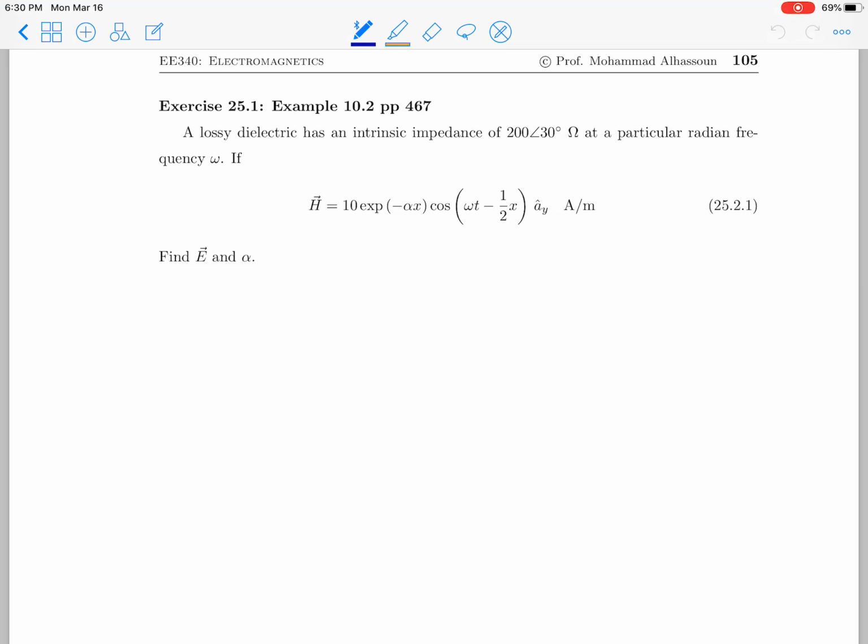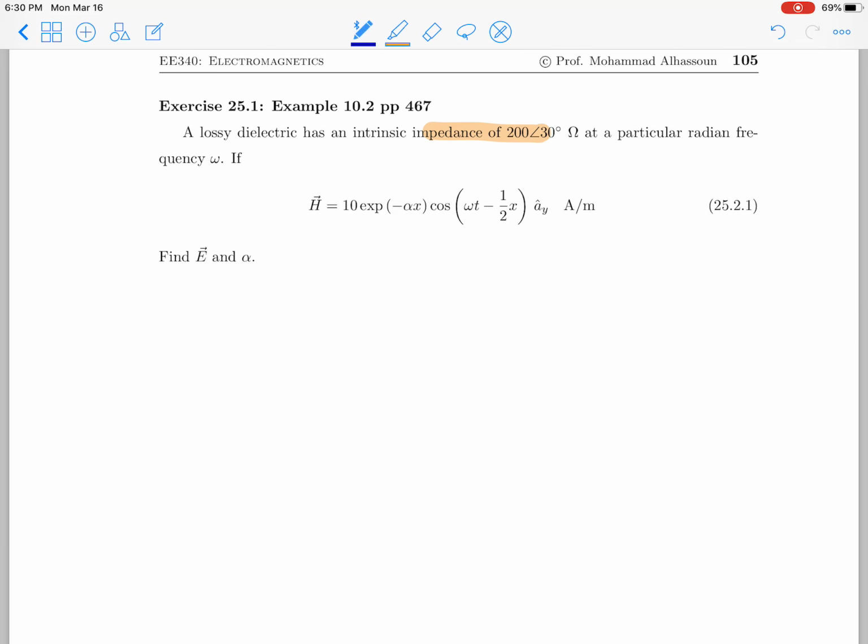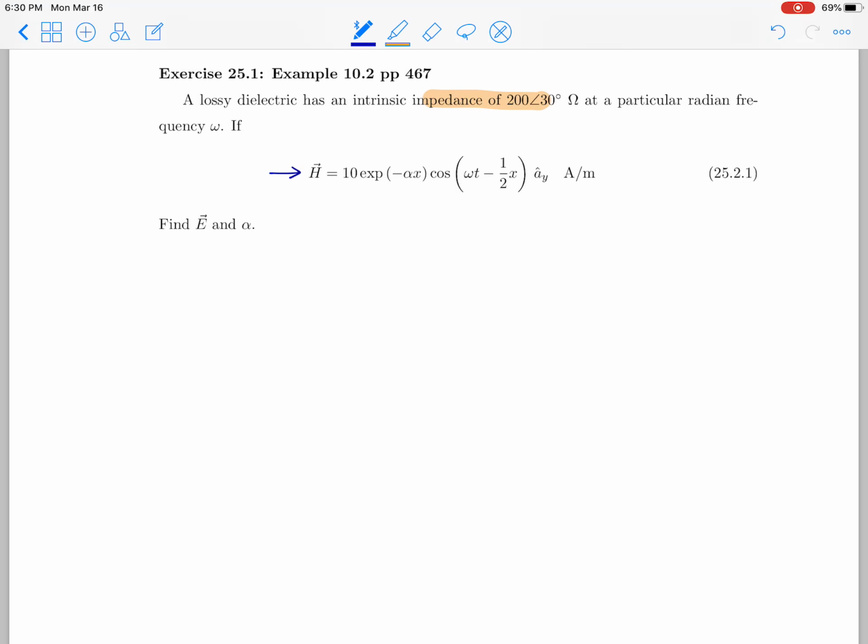This problem says a lossy dielectric has an intrinsic impedance of 200 ohms, and this intrinsic impedance is actually complex, so it has a magnitude and phase at a particular frequency. We are given the magnetic field H here, and we want to find the electric field and the attenuation constant alpha. So let's start with the attenuation constant.